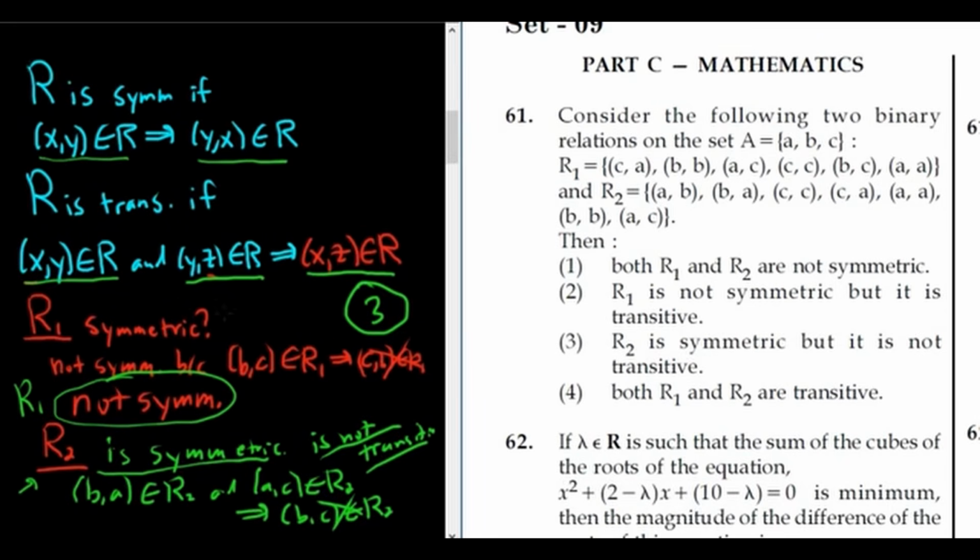Notice if we would have gone back and checked R1, we would have wasted more time. So you just check them both for transitivity and symmetry, and then you pick the correct choice. I hope this has been helpful, and if you're taking the exam, good luck.